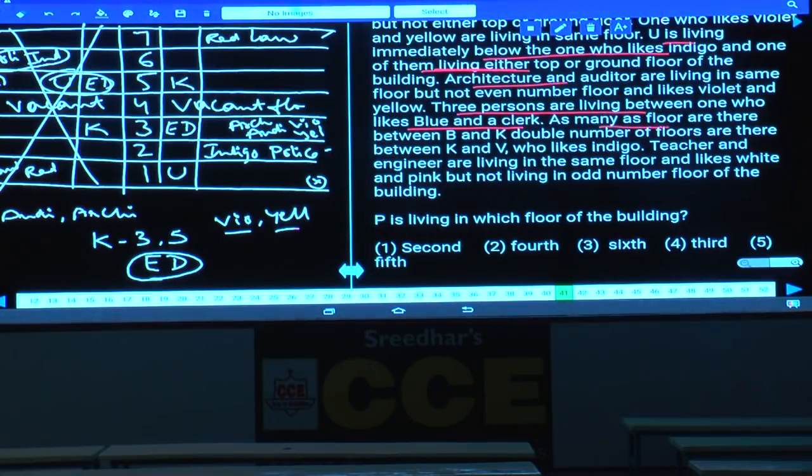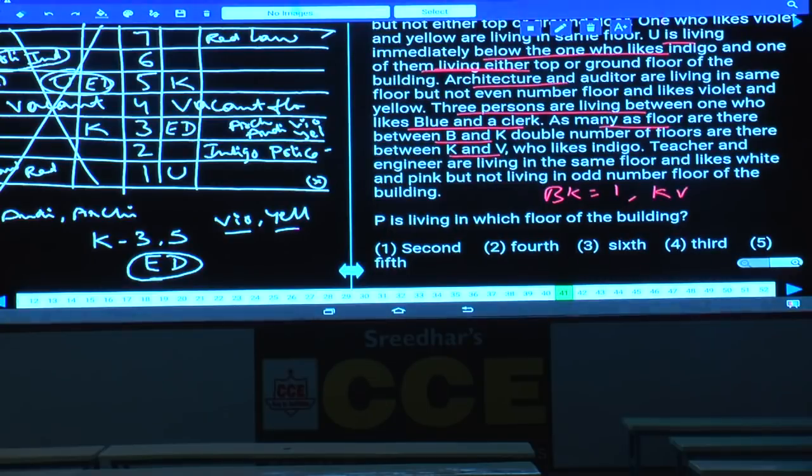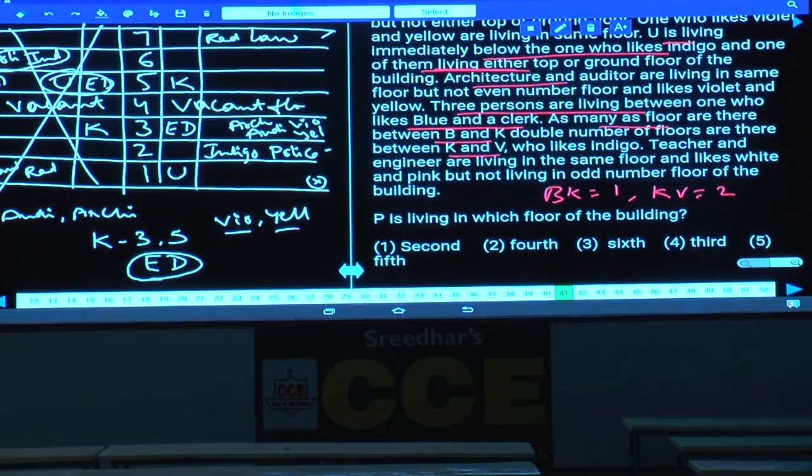As many floors are there between B and K, double the number of floors are there in between K and V. Between K and V, how many floors do we have? Between B and K, if there is 1 floor, then between K and V there must be 2 floors. Are you following this one or not? Or in between B and K there are 2 floors, then between K and V there must be 4 floors. Between K and V 4 floors, is it possible?